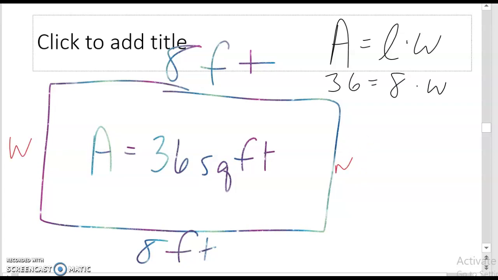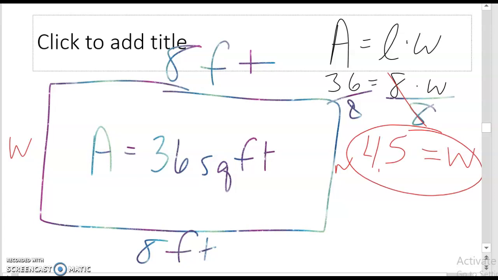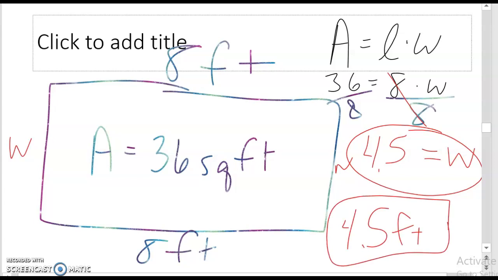Let's make these W's. Okay, so now if I'm looking at my equation of 36 equals 8W, to solve, I simply divide both sides by 8. Because 8 times W, to undo multiplication, I divide, right? We're using inverse operations. So when I divide, the 8's reduce out, and I'm left with just W. And 36 divided by 8 gives me 4.5. So in my opinion, the width of Henry's garden should be 4.5 feet.